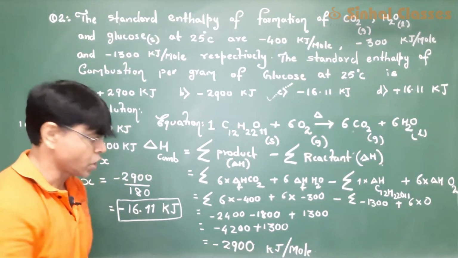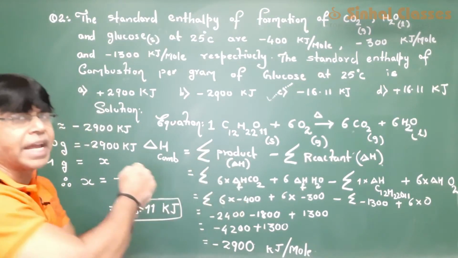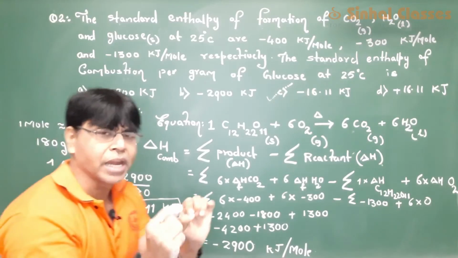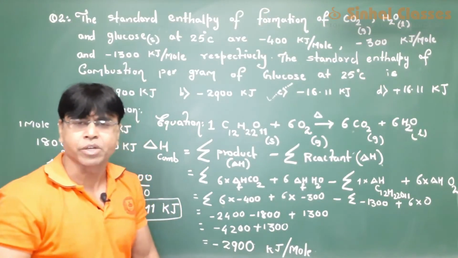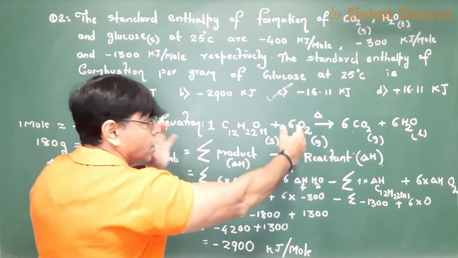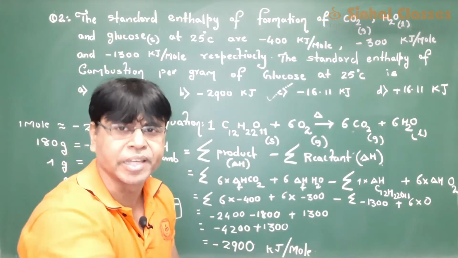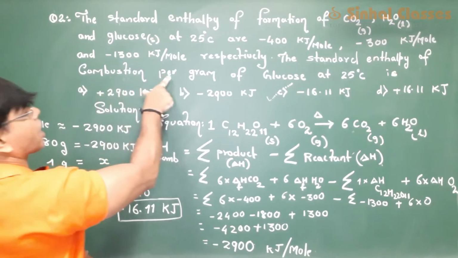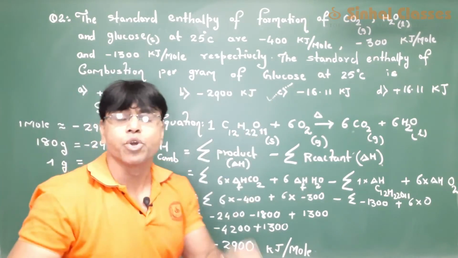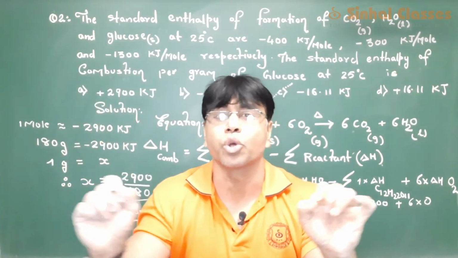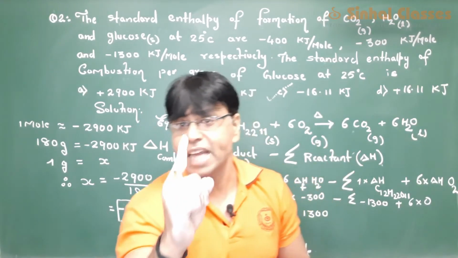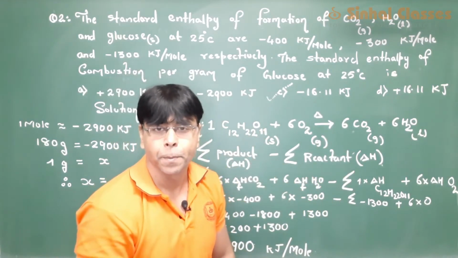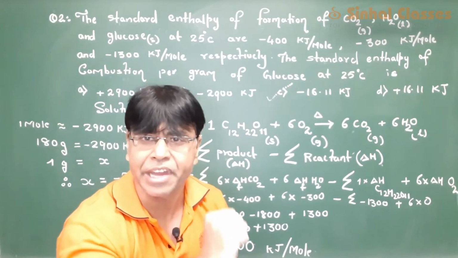Now I solved it and showed you, but you can also logically think and come to the conclusion. This big question can be summarized very quickly. Now how? They are asking for combustion of glucose, and do remember, combustion is exothermic. That means delta H value should be negative.